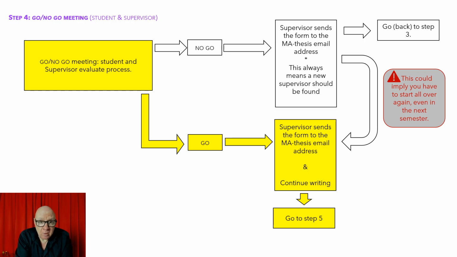If they say there's a go, then the supervisor fills out the form and sends it to the master thesis email address, and you continue writing and you go to the next step. If the supervisor gives you a no-go, then they also send the form to the email address of the master thesis. And that always means you should find a new supervisor.